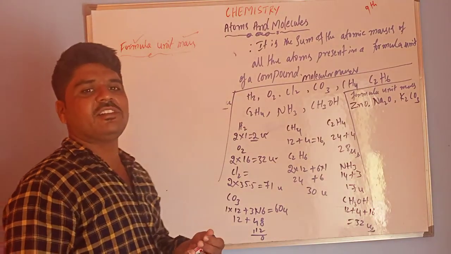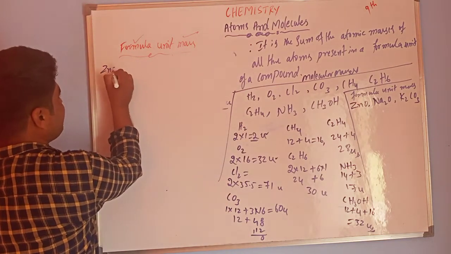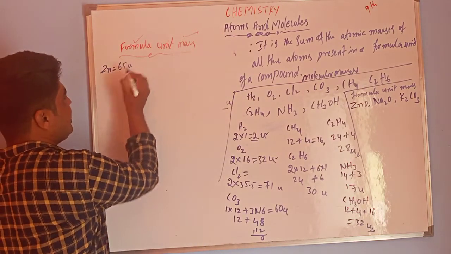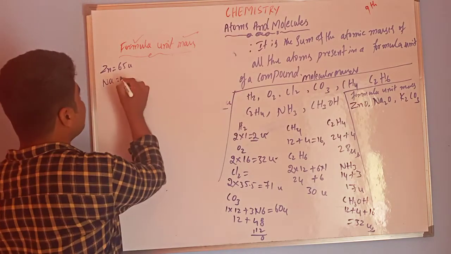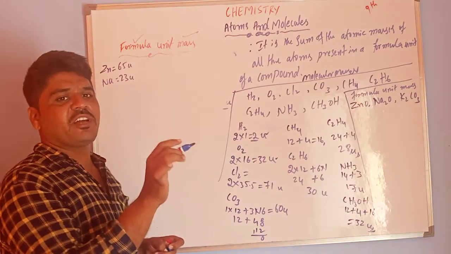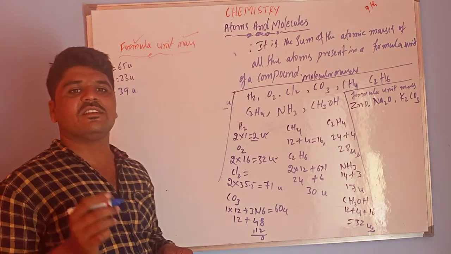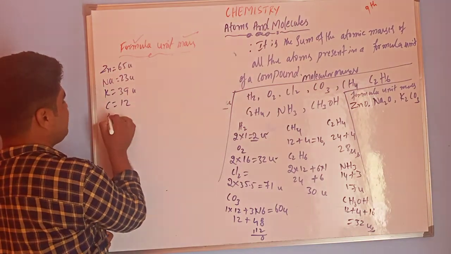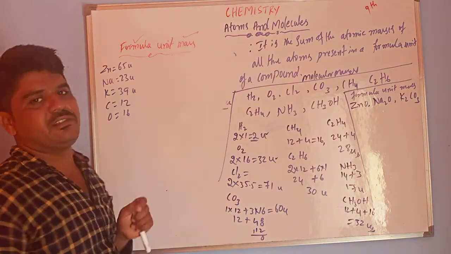So they have already given the atomic masses of some elements. The atomic mass of zinc is 65 u, and the atomic mass of sodium is 23 u. After sodium they gave potassium, whose atomic mass is 39 u. Next is carbon, which we know is 12, and oxygen 16. So these are the atomic masses of these elements.